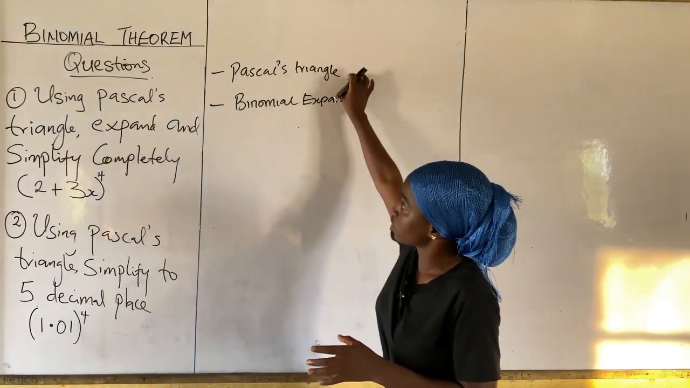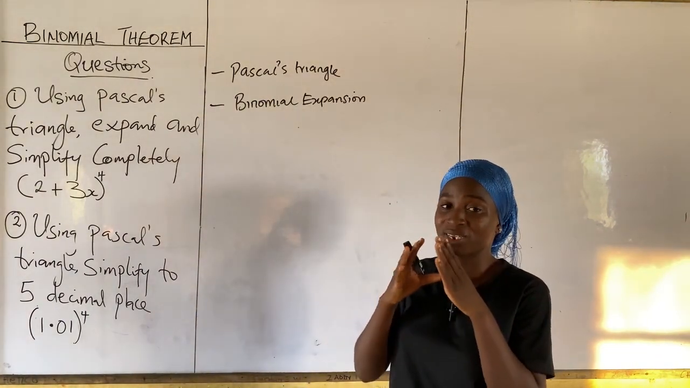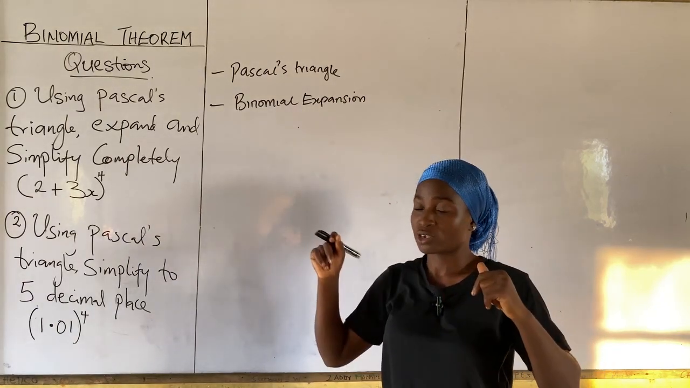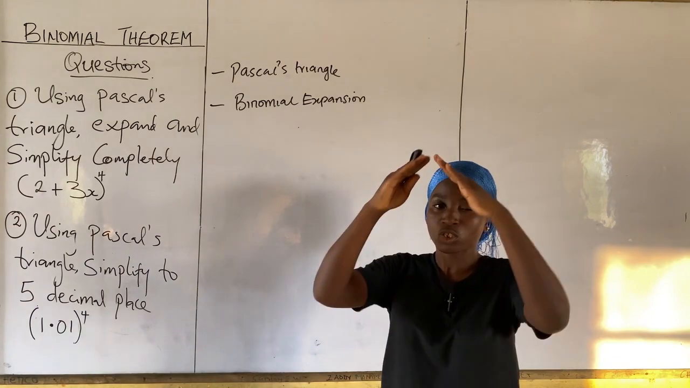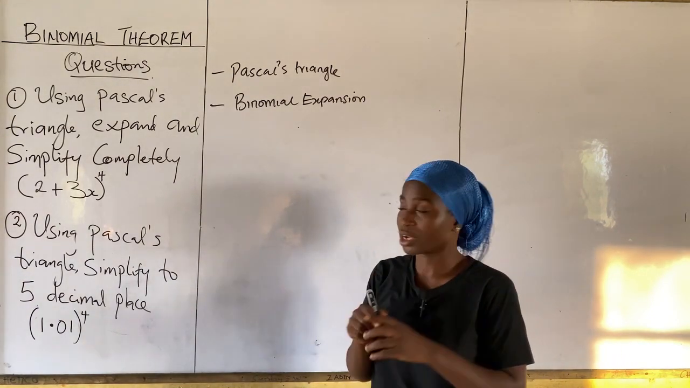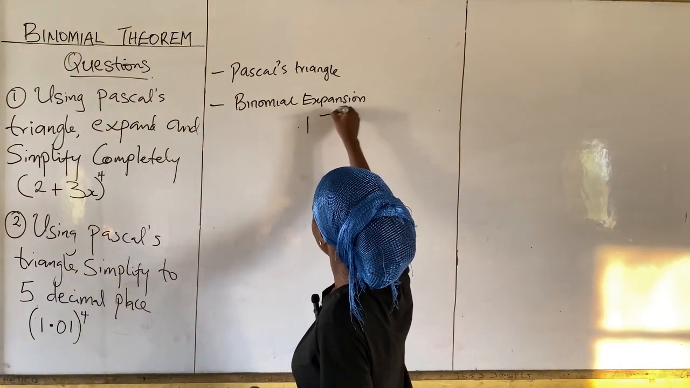Now, in expanding something using Pascal's triangle, we are trying to get the coefficients for the question. The Pascal triangle has to look in the form of a triangle. Now look at it. 1 raised to power 0.